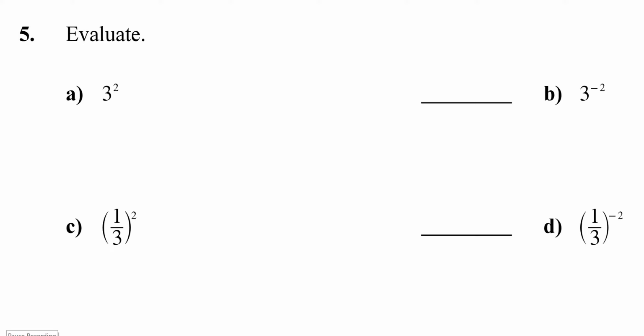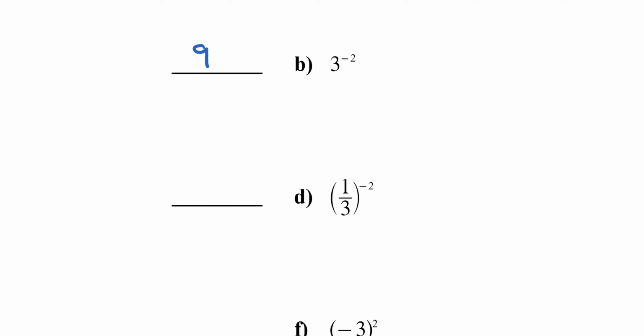This is homework section 1.5 part 2, and for part 2 we will start off with question number 5, where we need to evaluate the following. So evaluate means we want the final answer. Alright, so 3 to the power 2, that's the same thing as 3 times 3, which equals 9, so my final answer is 9.